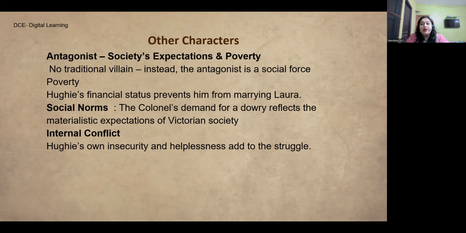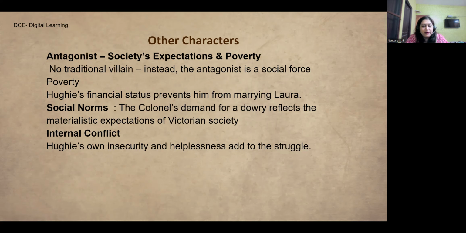Usually in stories, the villain is the antagonist, but here, tragically, no person or human being is the antagonist. It is society's expectations and poverty that is the antagonist. There is no traditional villain. Instead, the antagonist is a social force, that is poverty. Huey's financial status prevents him from marrying Laura. The social norms: the colonel's demand for a dowry reflects the materialistic expectations of Victorian society.